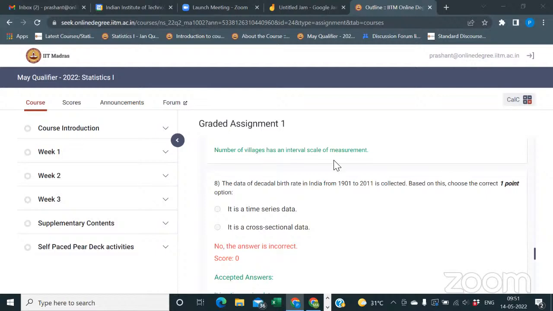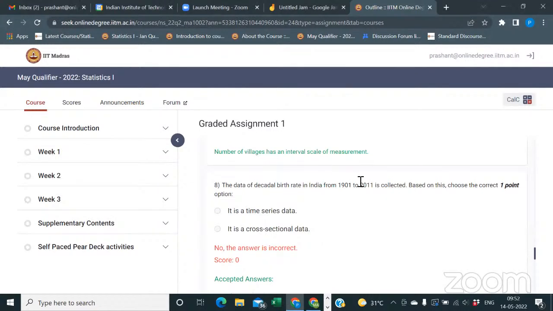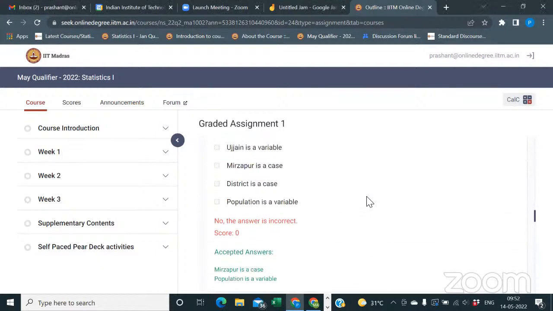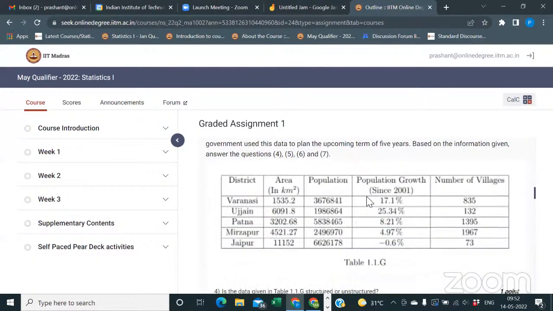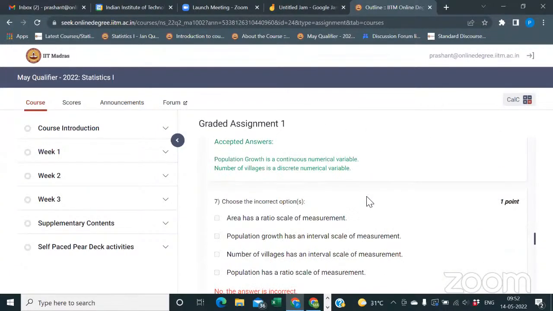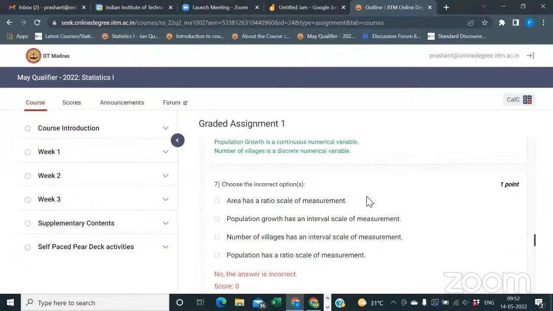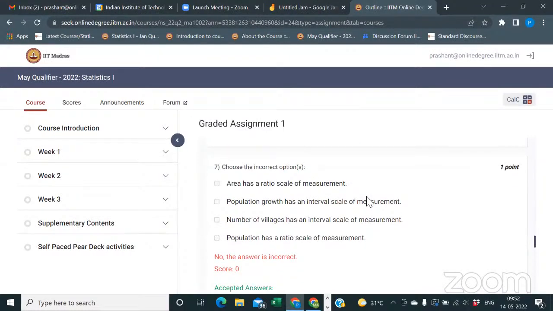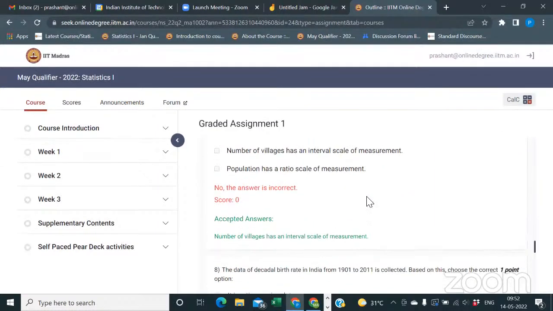So my apologies, sir. I think I got the wrong question. When we were doing graphs, sir, not graphs, sorry sir, data from the table. I'm sorry, it's very early morning. I'm still a little groggy. We were doing data from the table, sir. Questions 6 and 7. So question 7: which of the following is true? Population growth is a numerical variable, that is fine. Then, number of villages is a discrete numerical variable. So this second option. There is no discrete numerical variable in question 7.